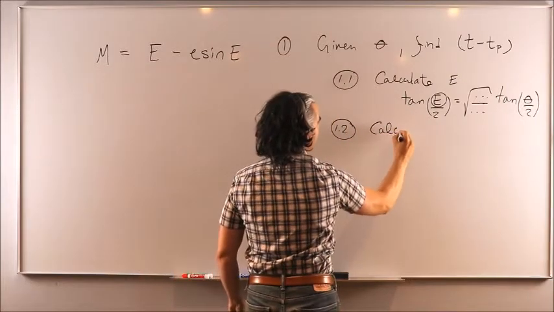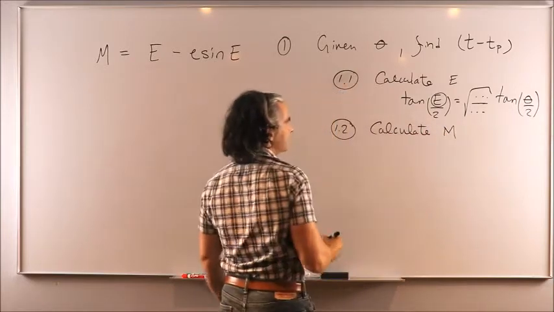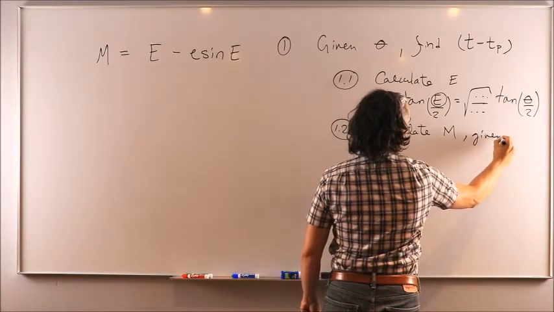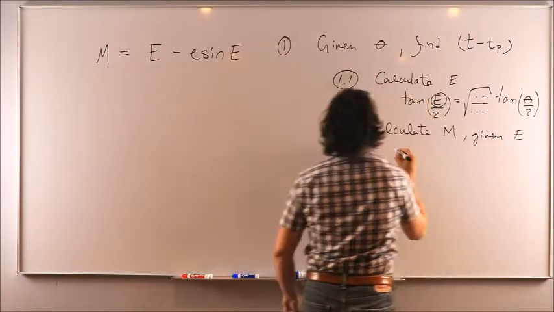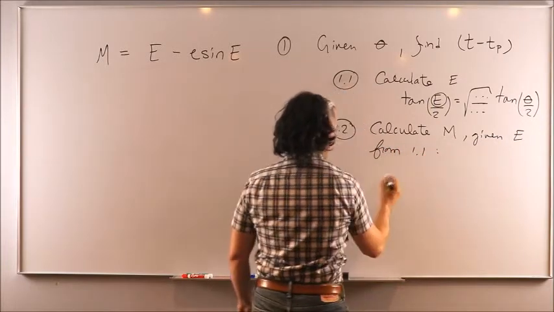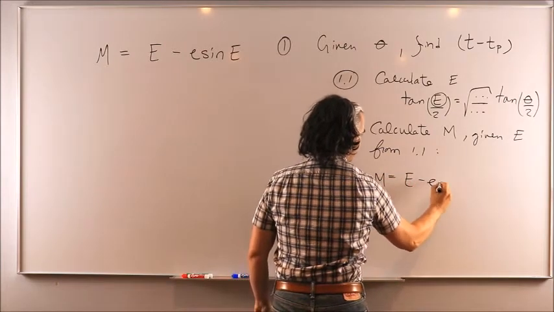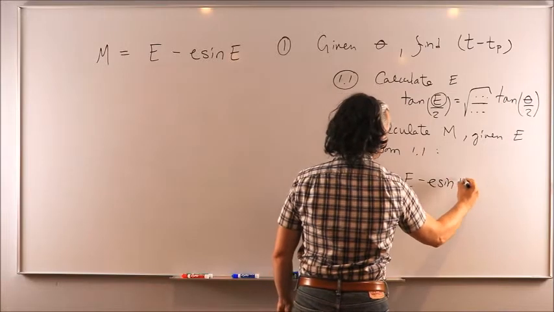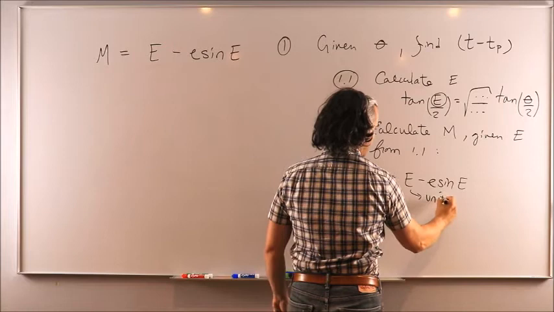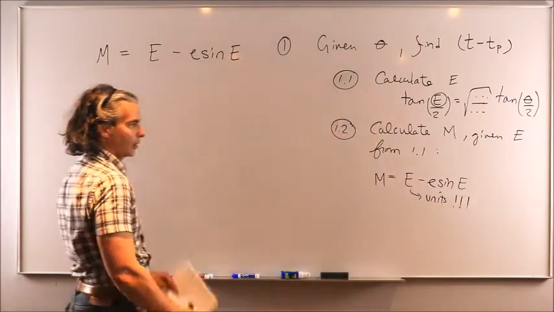I'm going to say calculate the mean anomaly, now given the eccentric anomaly obtained from 1.1. We'll just solve Kepler's time equation for the mean anomaly. All right, easy peasy. And again, I'm going to write it down: units, units, units. Very important for the eccentric anomaly.